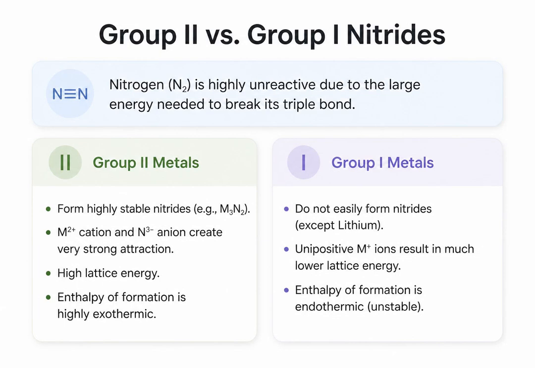Picking up where we left off, let's look at how these metals interact with nitrogen. Nitrogen gas is notoriously unreactive because of its incredibly strong triple bond. However, group 2 metals can force a reaction. Because they form divalent 2+ cations, they have a very strong attraction to the 3- nitride anion. This results in a massive lattice energy, making the formation of group 2 nitrides highly exothermic and stable. In stark contrast, group 1 metals, which only form 1+ ions, don't generate enough lattice energy to overcome the nitrogen triple bond, making their nitrides endothermic and unstable, with the sole exception of tiny lithium.